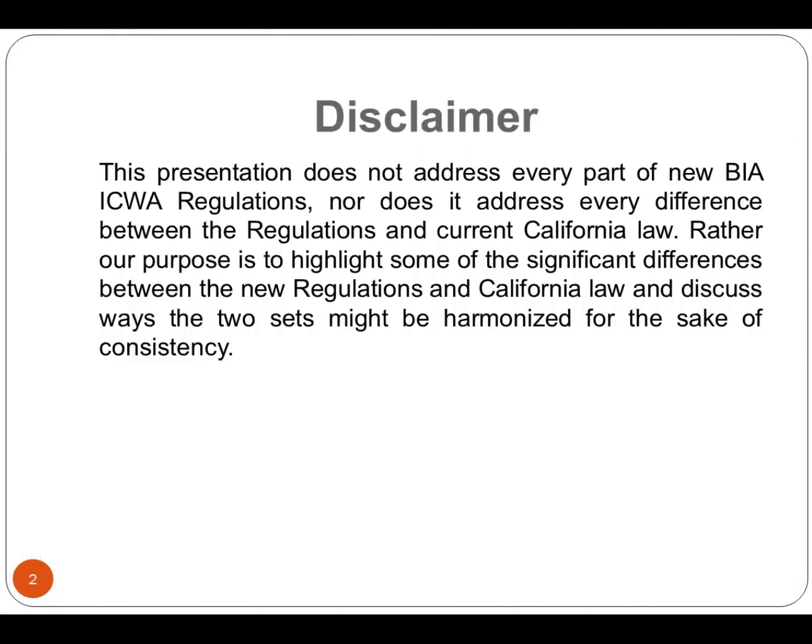So right off the bat, in typical lawyer fashion, I will offer this disclaimer. We are not going to go through every aspect of the regulations. They are quite lengthy. I'm merely going to try to touch some important points and highlight the differences between the new regulations and existing California law. However, the full text of the regulations is available online, including on CILS's website, www.calindian.org.